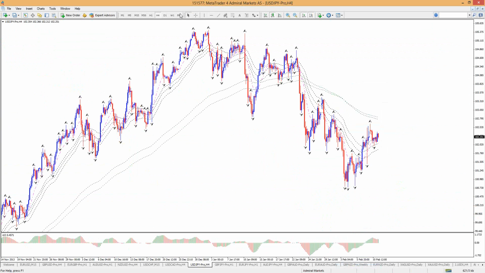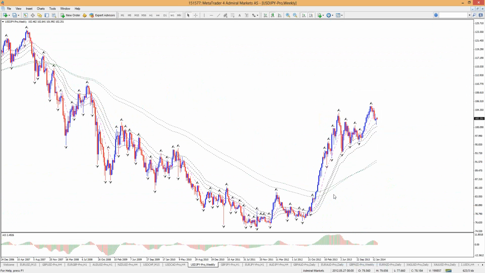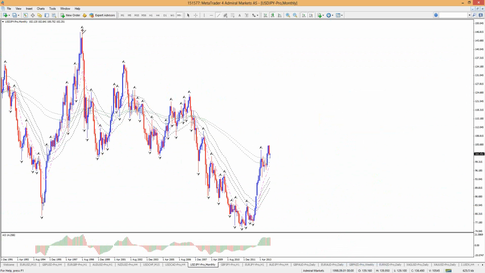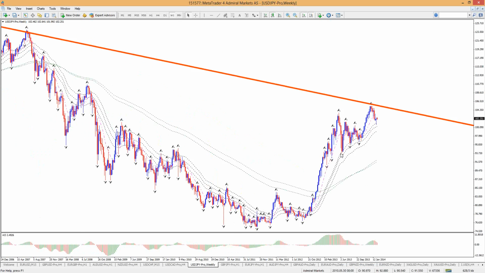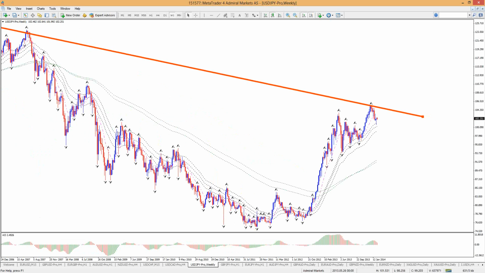So let's take a look at the weekly chart. Now, we have a trend line here. From a bigger time perspective, we are at a resistance line. And this weekly uptrend has brought us to a monthly resistance. So the question is, are we able to break through that?